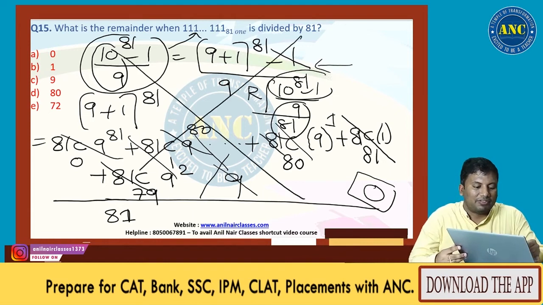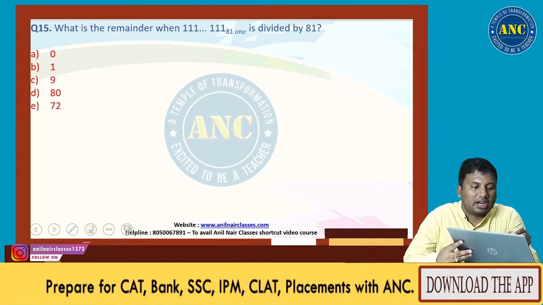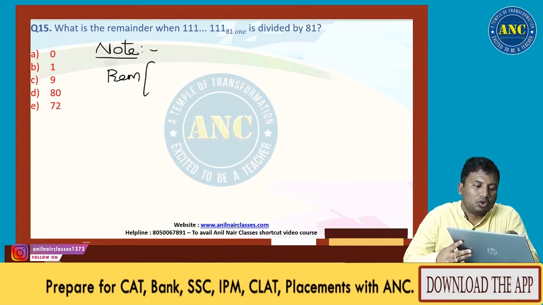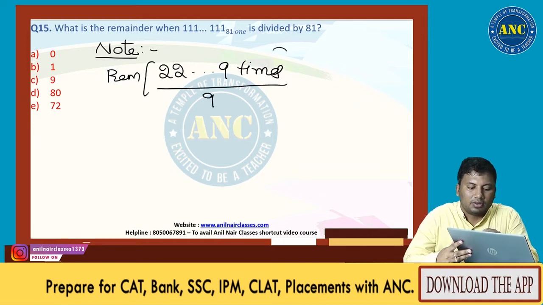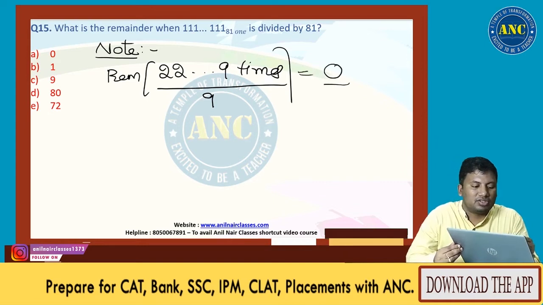Anyway, this method is of least interest to me. I am not interested in teaching you long methods. Please write down a note. Suppose remainder 1, 2, 2, 2, 2, 2, 2, written 9 times, divided by 9. What is the divisibility rule of 9? Sum of the digits should be divisible by 9. 2 9s are 18, 18 divided by 9, 0.